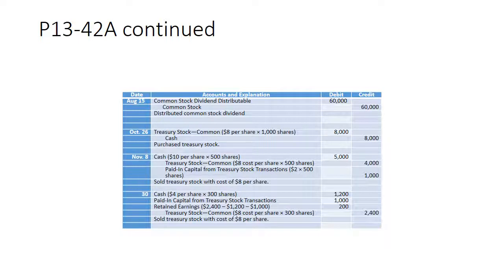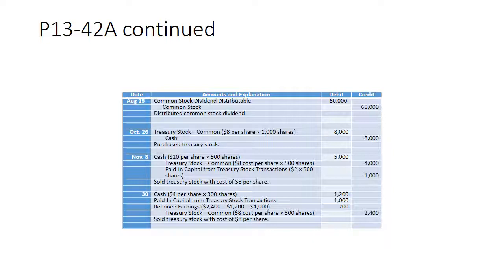So we just sold that back for $5,000 when we paid $4,000. So we made $1,000 on buying our own stock back and reselling it into the market. But we don't credit a gain account. We credit a paid-in capital account, kind of like paid-in capital in excess of par. It's the same type of account, will be reported in paid-in capital, but it's called paid-in capital from treasury stock.